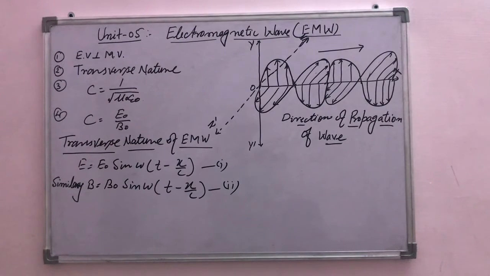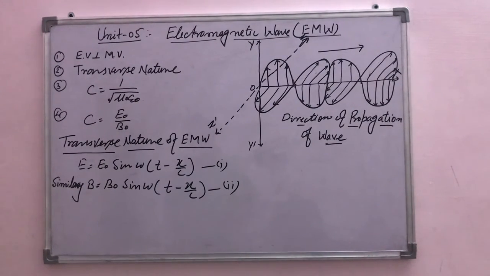The formula is written at point number 3 on the blackboard. c is equal to 1 upon square root mu naught epsilon naught. So it gives the value of the speed of light, that is 3 into 10 to the power 8 meter per second. Similarly, the next property is the velocity of light. The velocity of light may be the velocity of the electromagnetic wave. Both are the same thing because light is also an electromagnetic wave.